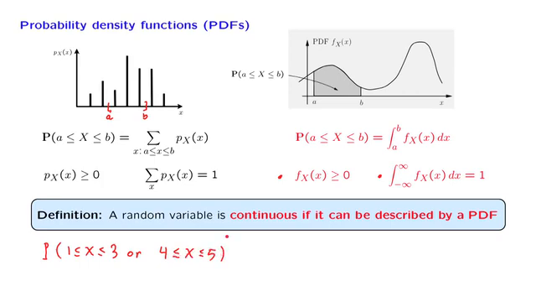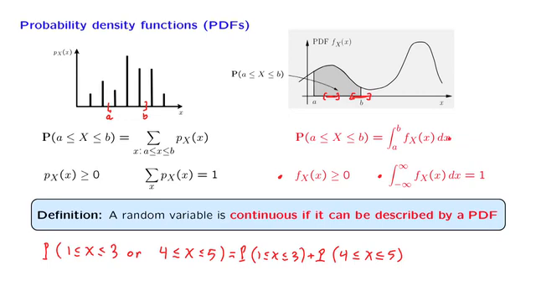So this is the probability that x falls in a region that consists of two disjoint intervals. We find the probability of the union of these two intervals by additivity, by adding the probabilities of the two intervals, since these intervals are disjoint. And then we can use the PDF to calculate the probabilities of each one of these intervals according to this formula.